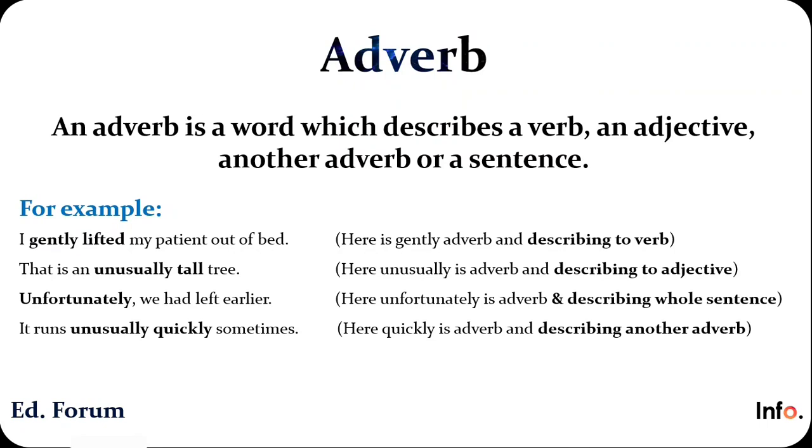That is an unusually tall tree. Unusually is an adverb, and tall is what? Adjective, yes. Unfortunately, we had left earlier. Unfortunately is an adverb, and it's describing the whole sentence. It runs unusually quickly sometimes. So both, unusually and quickly, are adverbs and they are describing each other.